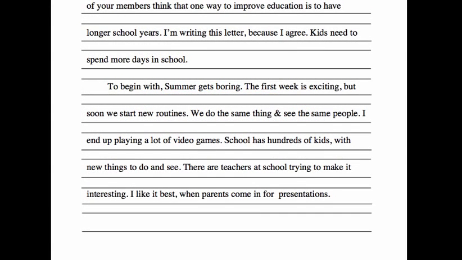Here's a paragraph I wrote. Notice all of the sentences are connected to kids are bored during the summer. I use these sentences to push the reader to think critically and support my opinion.